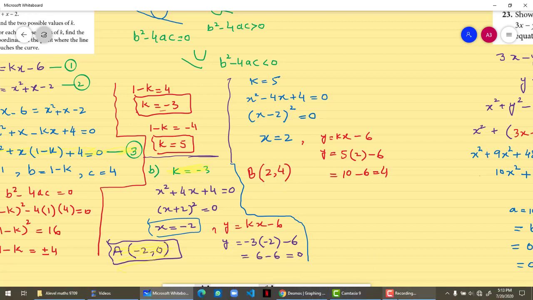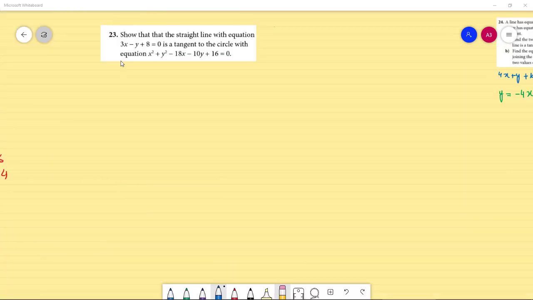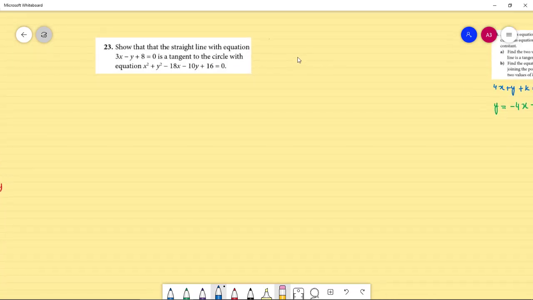So this is question number 20. Now this is question number 23. Show that the straight line with equation 3x minus y plus 8 is equal to 0 is tangent to the circle with equation this. It means in this question we have to show that the line 3x minus y plus 8 is equal to 0 is tangent to the circle.